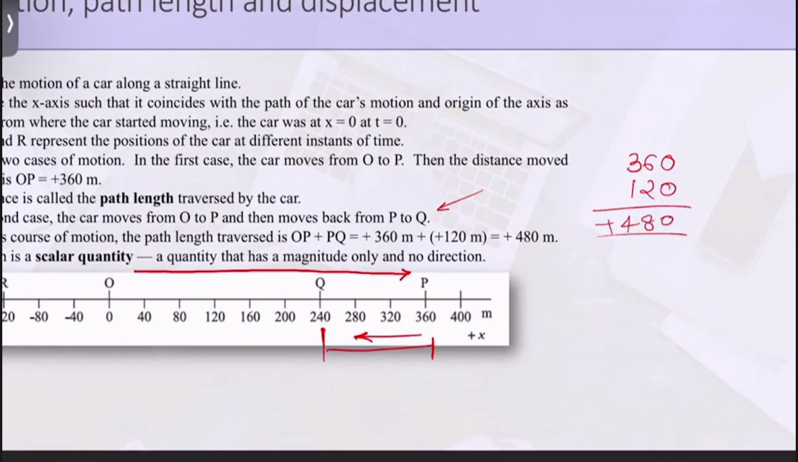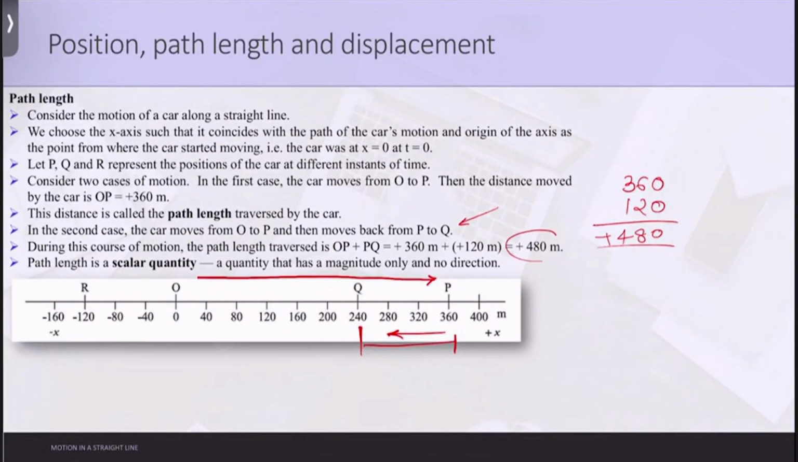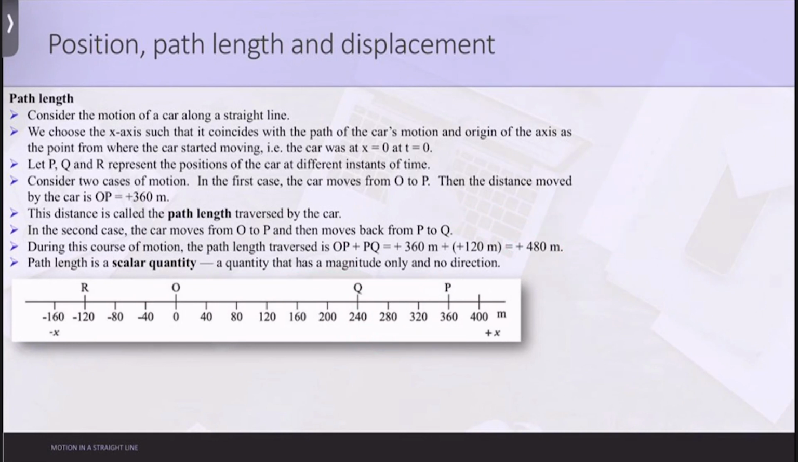Okay, so what does this plus sign tell you? It tells you that a complete path is being traveled in the positive direction. Fine. So path length is a scalar quantity. What does that try to depict? For now, just understand a scalar quantity is a quantity that has a magnitude and has no direction. When direction comes into the picture, those quantities are called vectors.